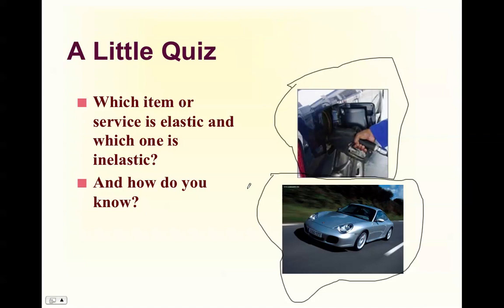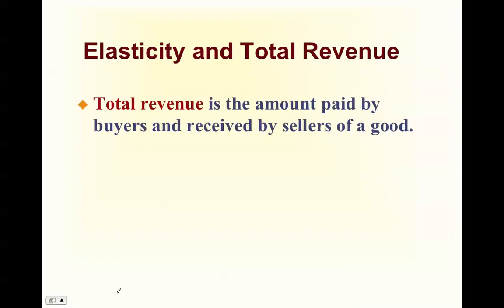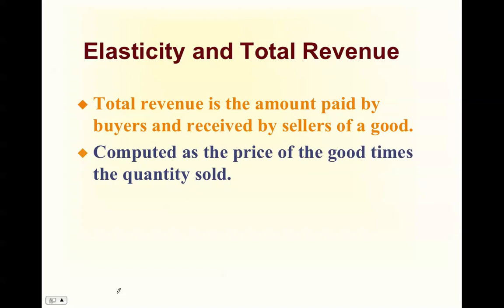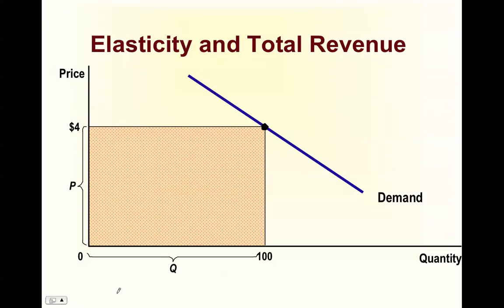All right, let's go to our final method of calculating elasticity, which is called the total revenue method. Total revenue is the amount paid by buyers and received by sellers of a good. So it's the amount of money received, does not take into consideration cost. It's computed as the price of the good times the quantity sold. And here it is, P times Q. Graphically, as we can see in the next slide, total revenue is the rectangle underneath the demand curve corresponding to price and to quantity. So here we have a price of 4, quantity of 100. That is total revenue of 400.